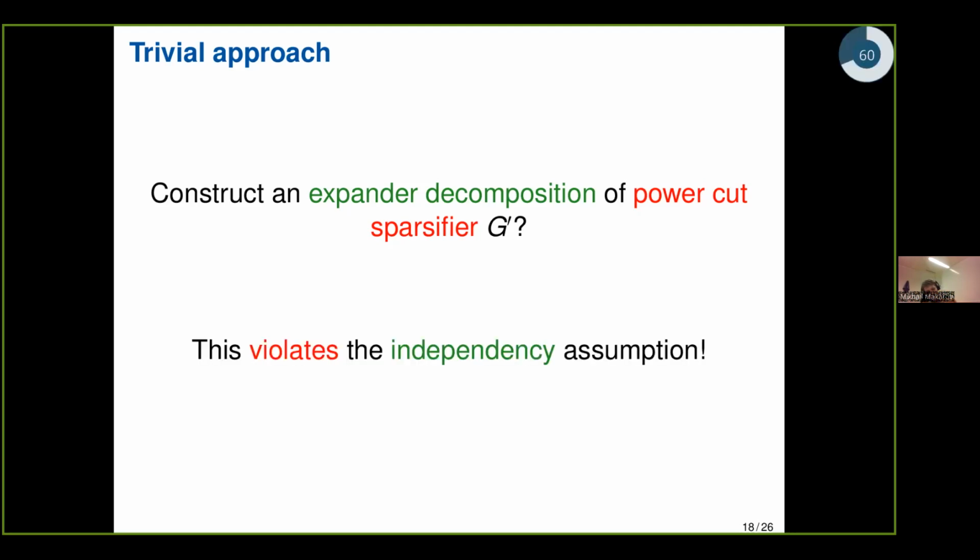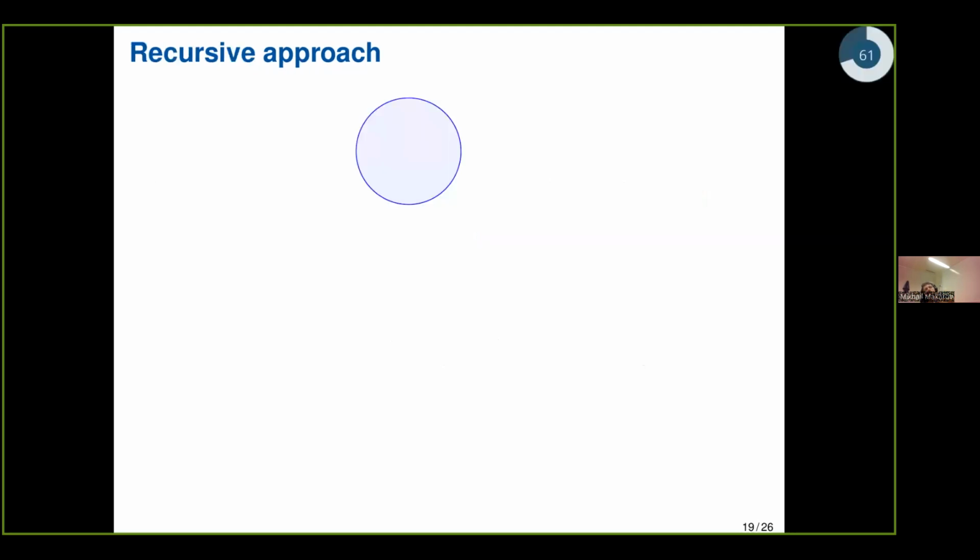However, there is one problem, and that is the high probability property of the power cut sparsifier only holds if the partition was chosen independently of the power cut sparsifier. And this is not the case here, because the partition very much depends on the power cut sparsifier itself. So we cannot use this approach. So we can try something else.